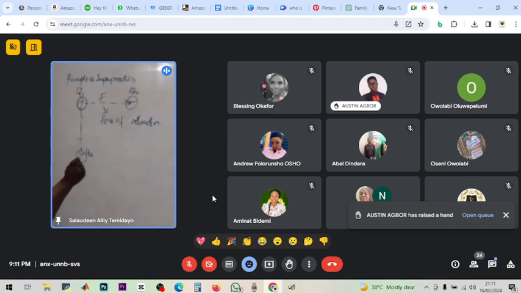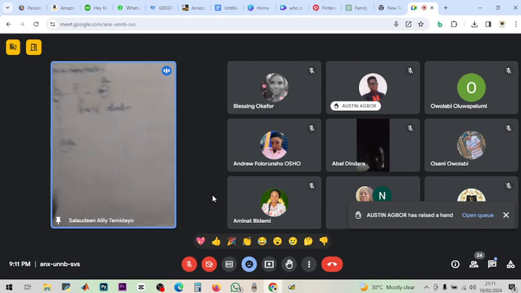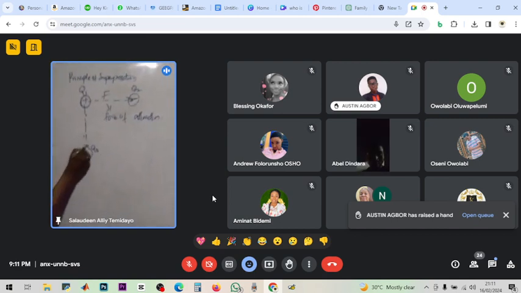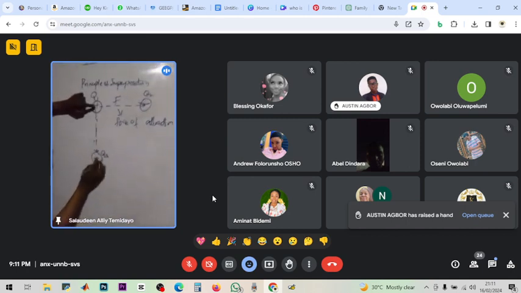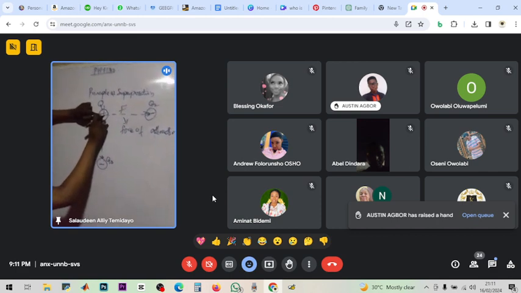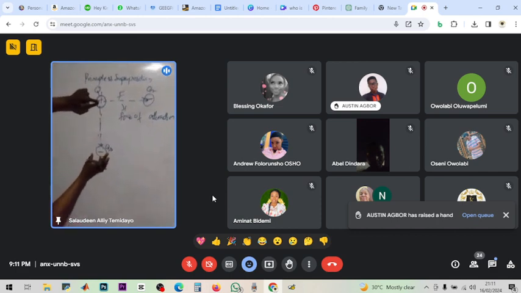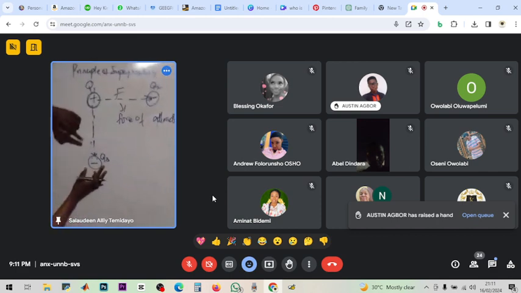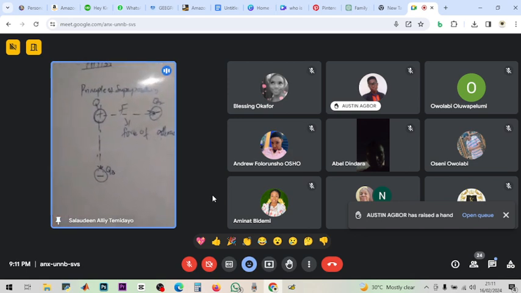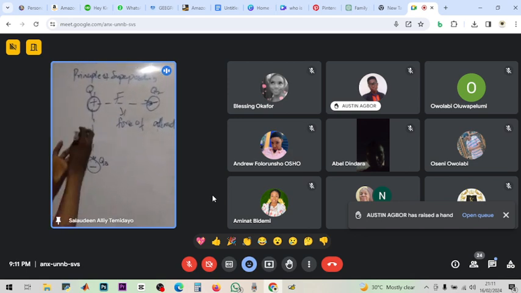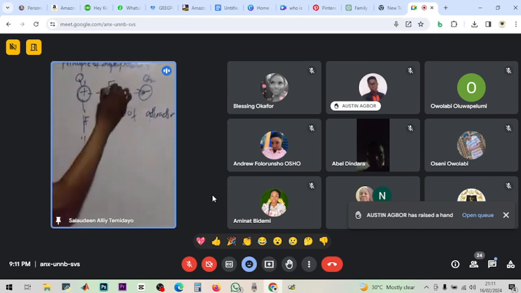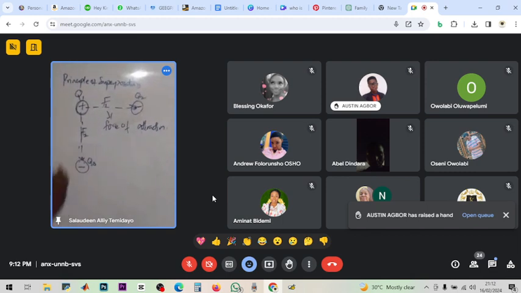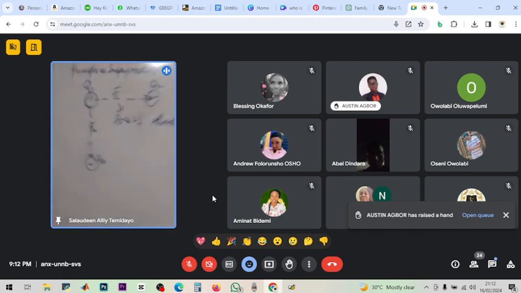Now in relation to the charges, that's exactly what we call the principle of superposition. In relation to this charge Q3, if Q3 is negatively charged, then there is an attraction between Q1 and Q3. But if Q3 is positively charged, then there will be a repulsion. So the force exists there. We have an F1 here and an F2 here. That's what the principle of superposition explains.